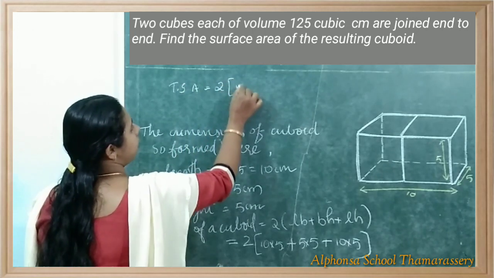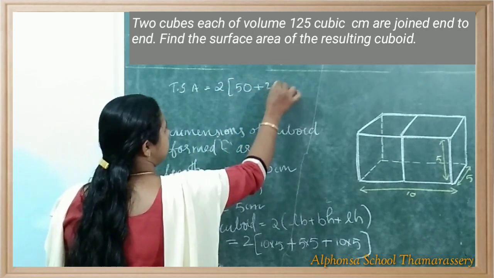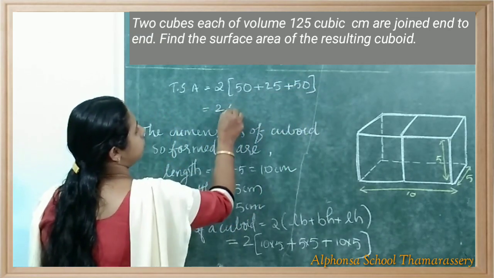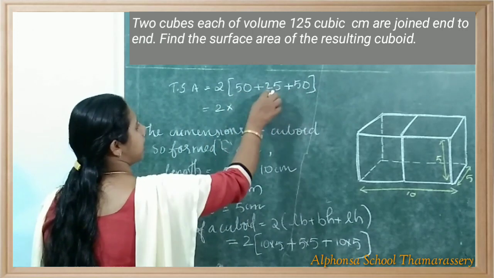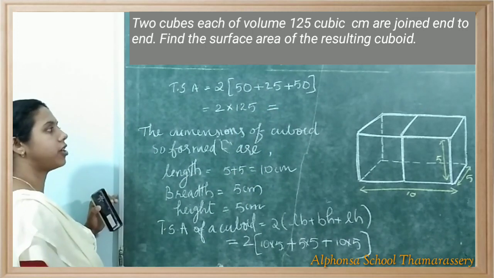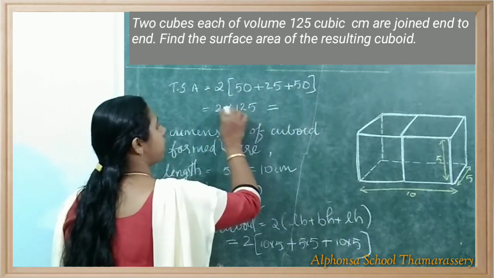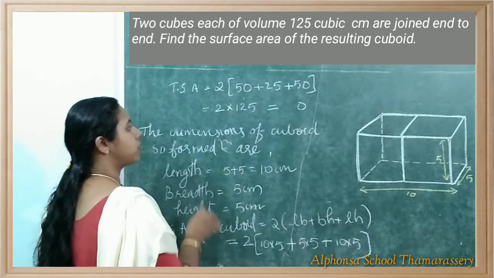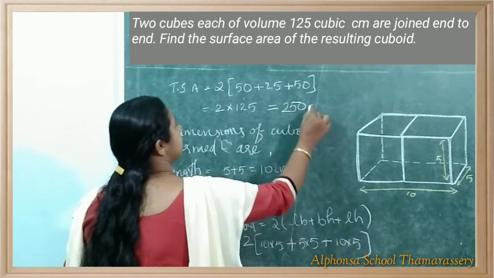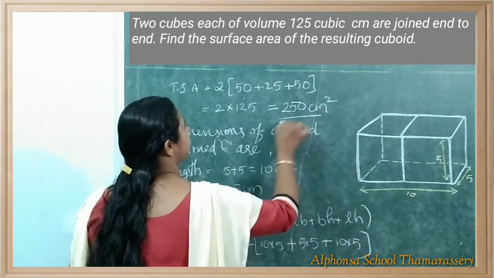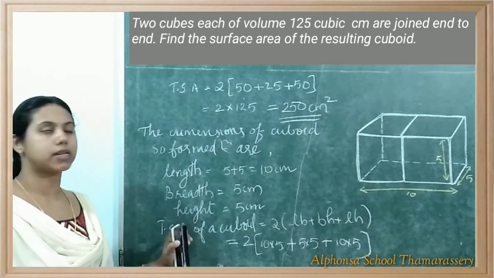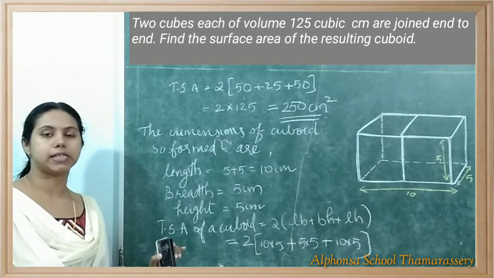2 into 50 plus 25 plus 50, that is equal to 2 into 50 plus 50, 100. 100 plus 25, 125. That is equal to 125 into 2, that is equal to 5 2s are 10, 1 is carry over, 2 2s are 4 plus 1, 5, 1 2 is 2, 250 centimeter square. So the total surface area of the resulting cuboid is equal to 250 centimeter square.